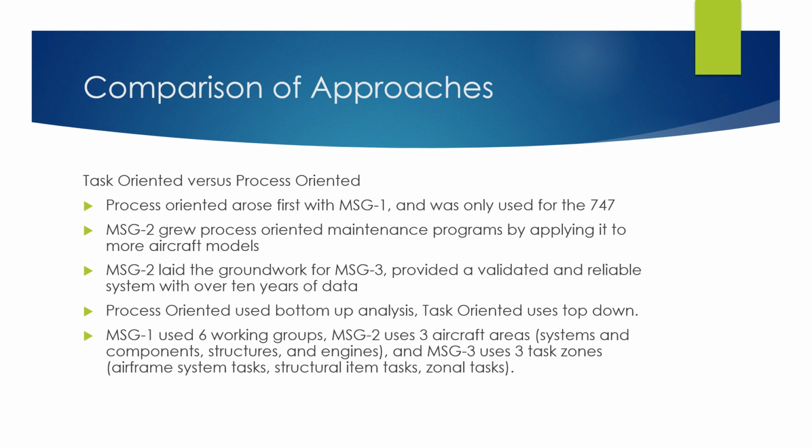Then between the 3 maintenance steering groups, MSG1 used 6 working groups to divide the aircraft and then further into subsystems. MSG2 used 3 aircraft areas, and MSG3 used 3 task zones.